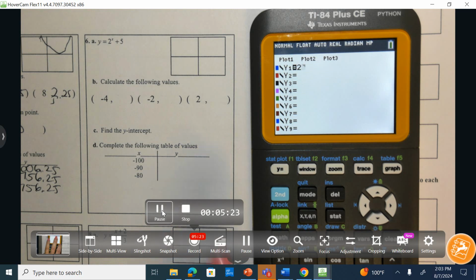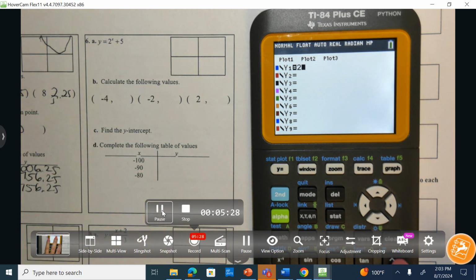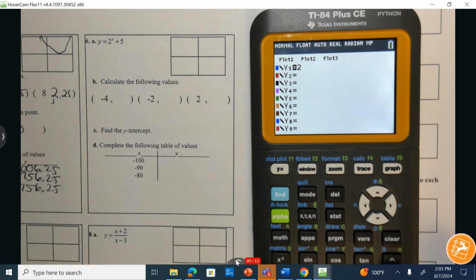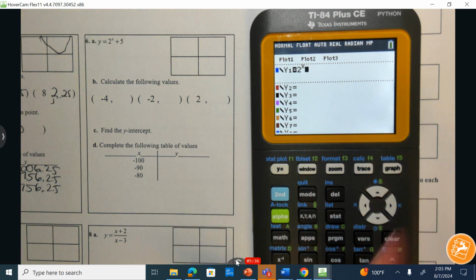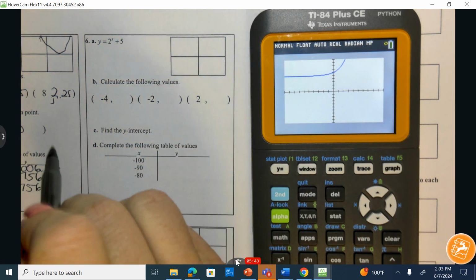2 is the base. Now, in order to raise it up to a value of x, I'm going to hit the caret key. The caret key here, if I move this down so everybody can see, is going to be right here. It's going to be right above the division sign. Raise it up to the x value. I'm going to use the arrow to bring it back down to the same level as the base, which is a value of 2, plus 5. Okay, let's graph it.